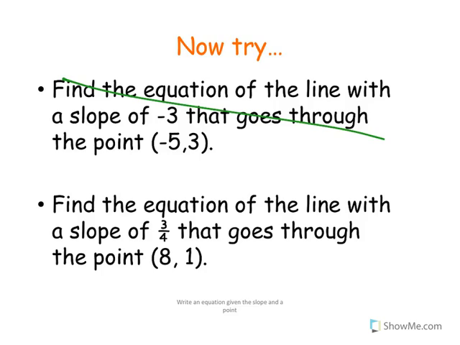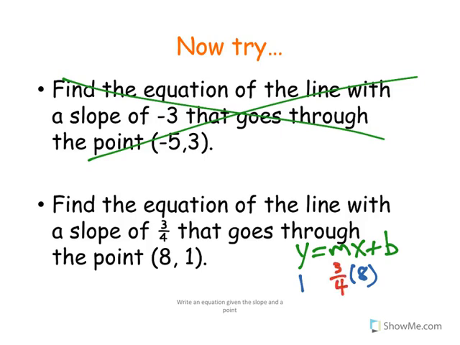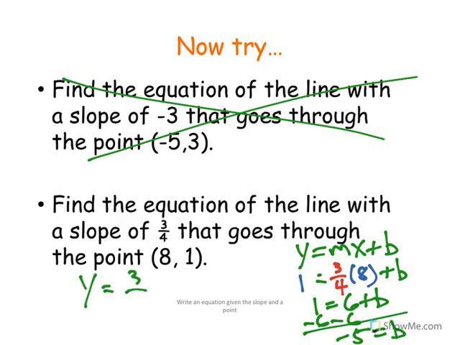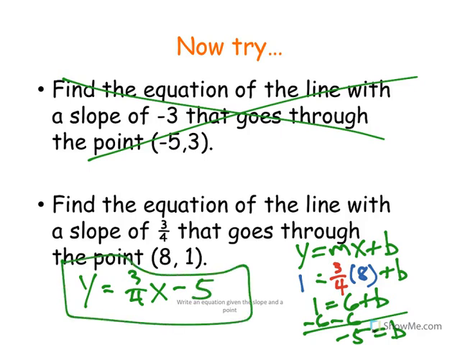So let's just do this second one. So I've got y equals mx plus b. Right, my y is 1, my x is 8, and my m is 3/4. So 3/4 of 8 is 6, so 1 equals 6 plus b, which tells me that b is negative 5. Let's put it all together. Y equals 3/4 x minus 5. And again, if you're the type of person that likes to check things, 3/4 of 8 is 6, and 6 minus 5 is positive 1.